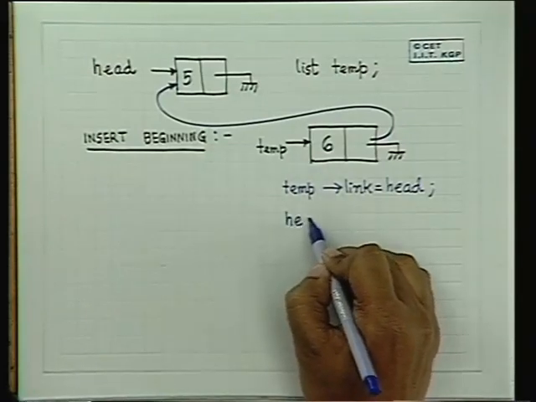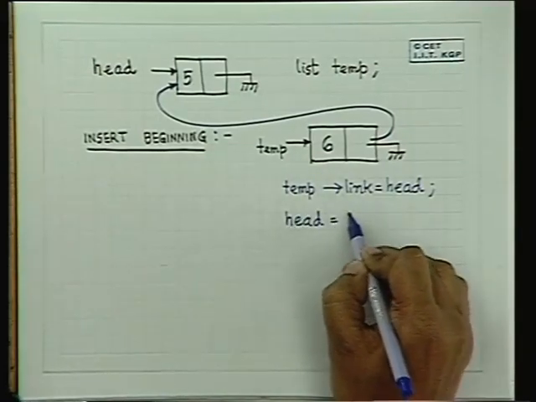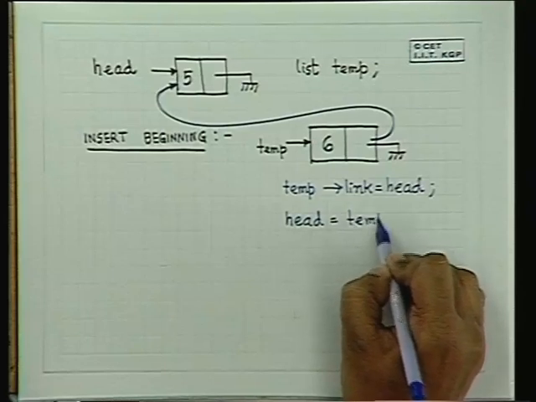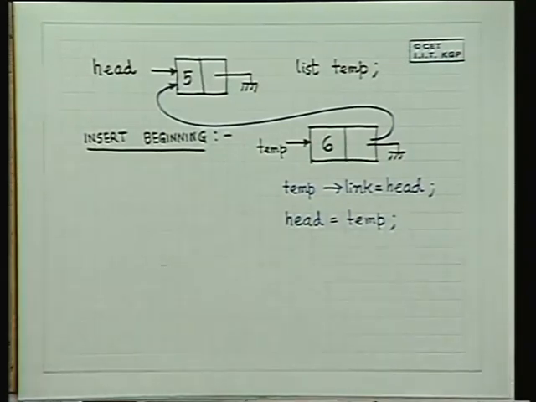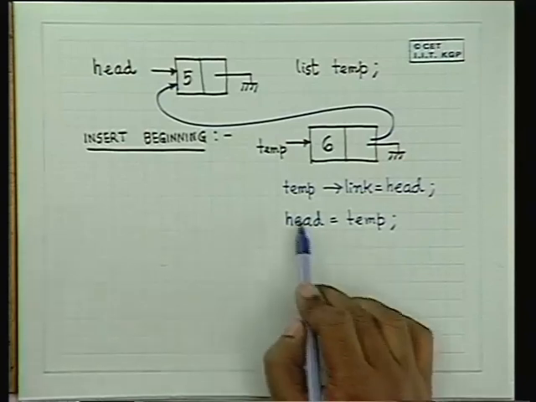And the next head will be moved here, because now this becomes the head of the list. So head is equal to temp. This inserts it in the beginning.